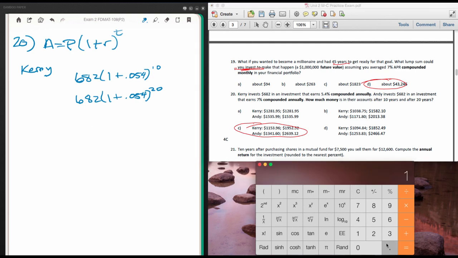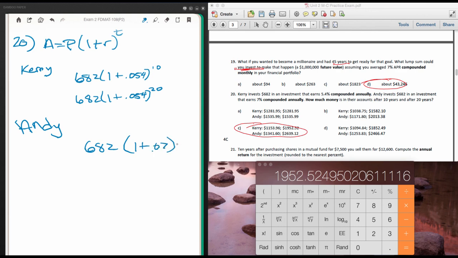Let's do the second problem, 1.054 raised to the power of 20. So raised to the power of 20, and we get that value, and we multiply it by the principal, 682, and 1952. 1952, so yep, that confirms that. Let's quickly do Andy, and we'll be done with this part 2. 682, now remember he's investing at 7% for 10 years and 20 years. So I'll clear this out. And 1.07 raised to the power of 10 years, multiplied by the principal of 682.